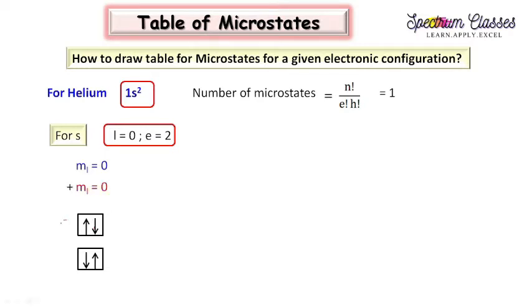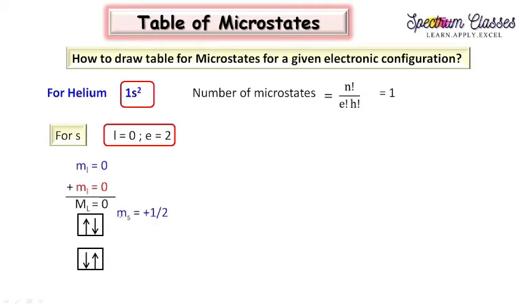Say this is my S orbital. For this S orbital, L is equal to 0, as I mentioned here. So ML for this electron is 0. ML for the second electron is again 0, because it is again present in the S orbital. So this is 0 again. Now on combining these two, we get the ML, which is equal to 0.